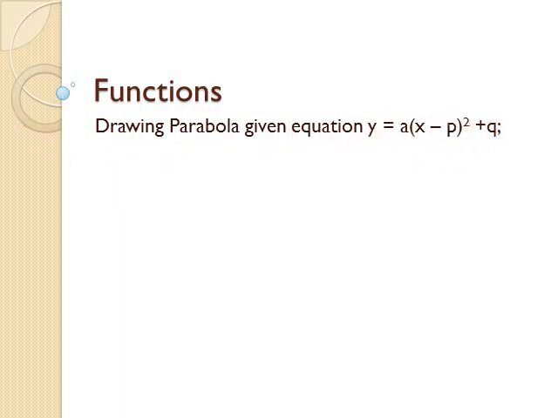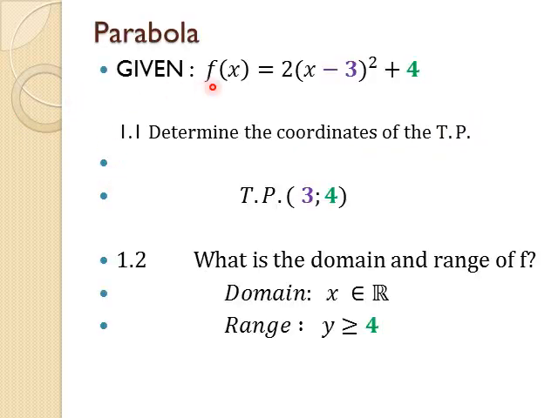Here in lesson 3, we'll be looking at how to draw a parabola given the equation where we've completed the square. So, given f of x equal to 2(x minus 3) squared plus 4, I assume you know the 2 there represents the a value. When given like that, you can straight away get the coordinates of the turning point. The x value always changes, so negative 3 becomes positive 3. The q value stays the same, that stays 4.